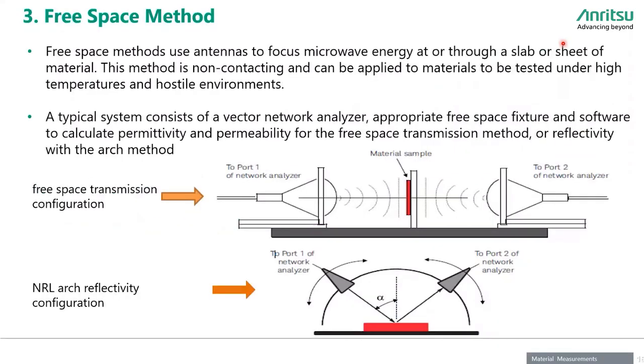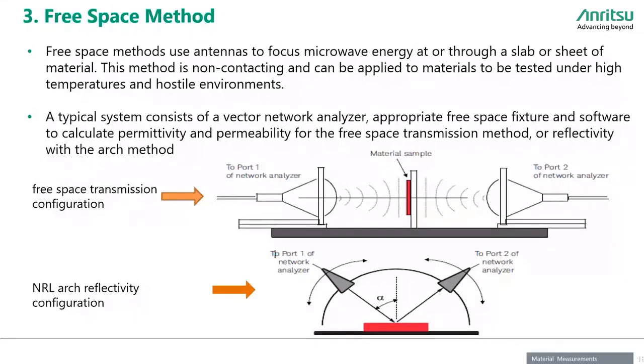The third we have is the free space method. In the free space method, there's an antenna that focuses the microwave energy onto the material, which is a parallel slab sheet of material. This method is non-contacting in nature and can be applied to a material under test at high temperature or in a hostile environment. That means if the user wants to keep the material under certain temperature conditions or in a hostile environment, we can still do the measurements.